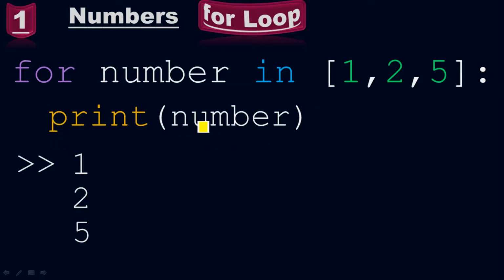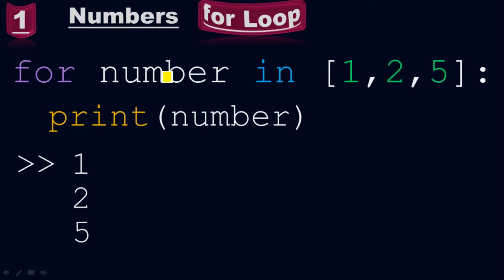So print of number. What is number? Number is just a simple name. You can put for X, you can put for A, you can put for B. It is absolutely up to you. It is just a simple name that you give it. This number shows the items, the individual items inside this set. 1 is the number, 2 is the number, 5 is the number.